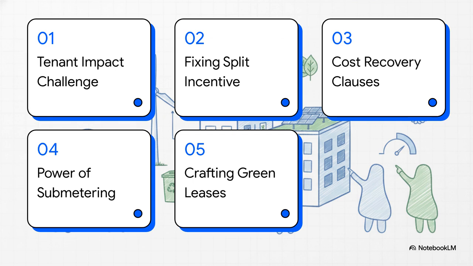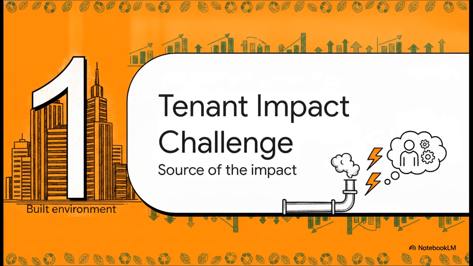We'll hit 1. The tenant impact challenge, 2. Fixing the split incentive, 3. Cost recovery clauses, 4. The power of submetering, and 5. Crafting green leases. All right, Section 1, the tenant impact challenge.